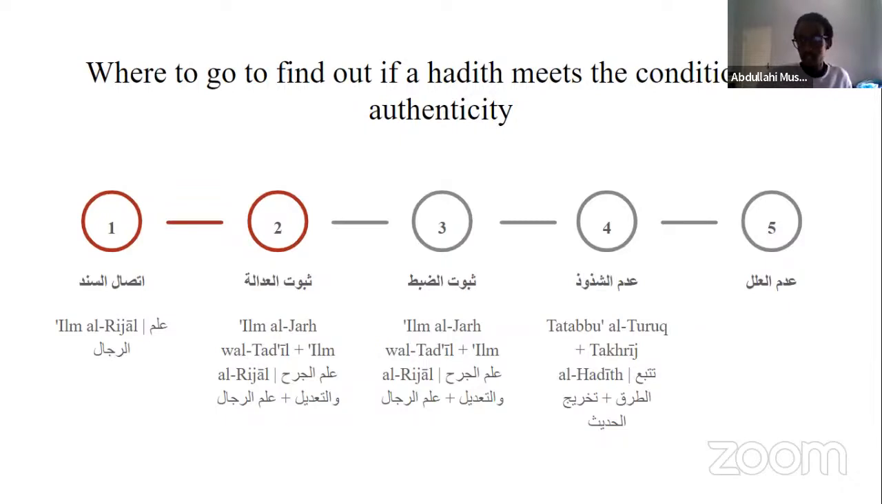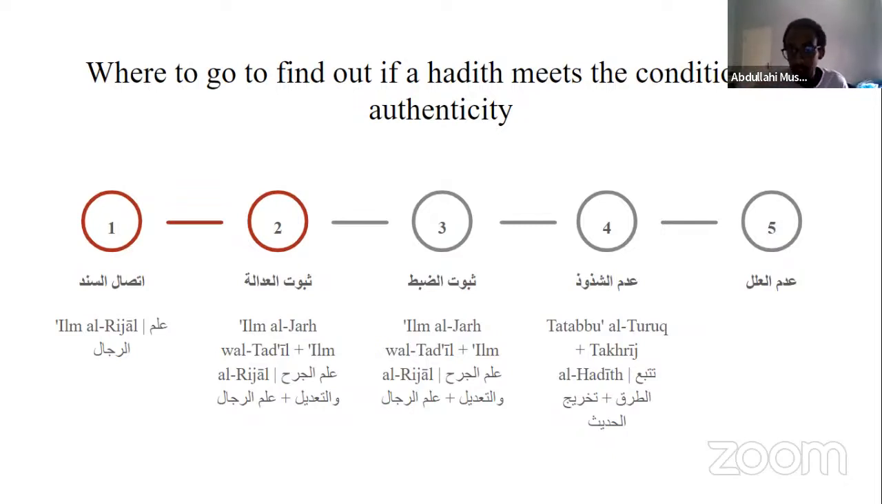while the science that teaches us how to do tatabbu' al-turuq is takhrij al-hadith. So you have tatabbu' al-turuq, which is the process of gathering as many narrations as possible, while takhrij al-hadith is the science that tells us, okay, if you want to find as many chains of narrations for a particular hadith, this is what you do.